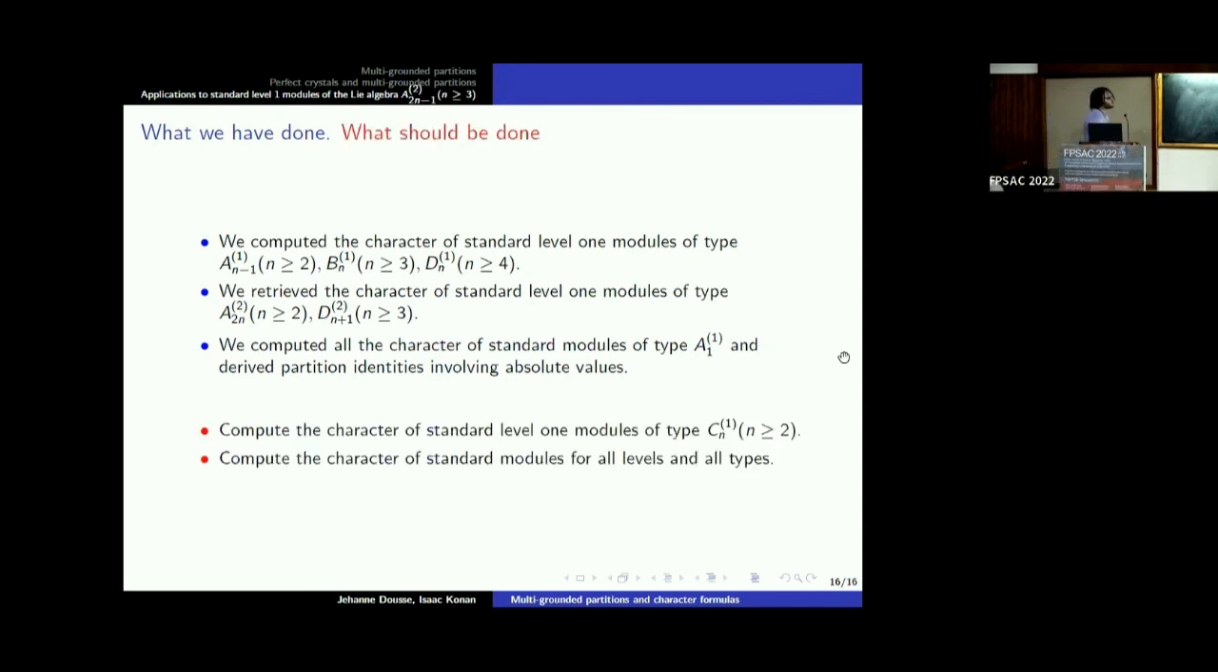And what should be done is just to compute for the type CN1. So this is ongoing work. It is partially done, and to be crazy, you have to compute for all levels, because the formula works for every level, all levels of this type. So you want to apply this to compute all the standard modules. Thank you.